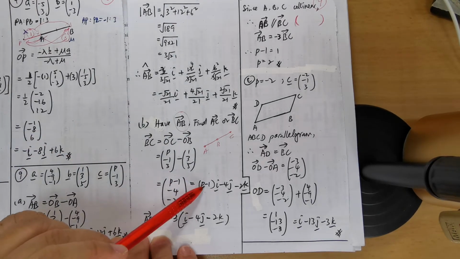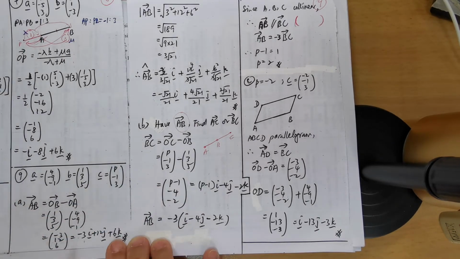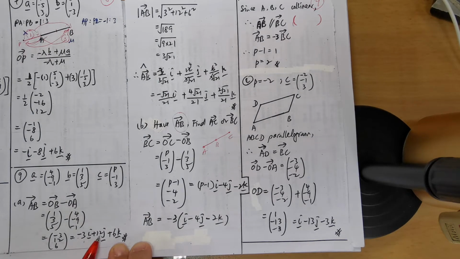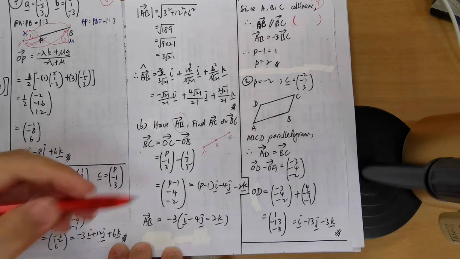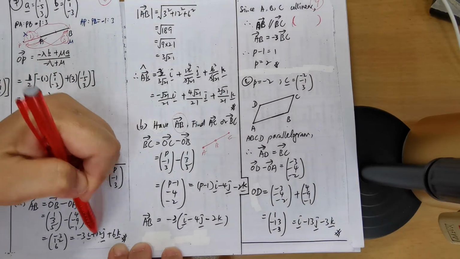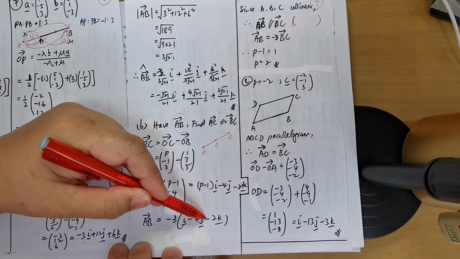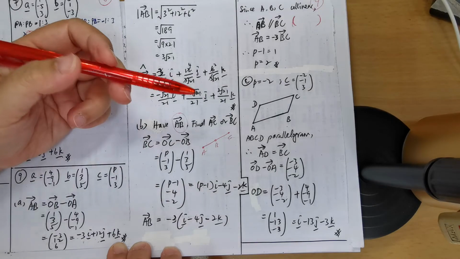So this is BC, and this is AB. I can rewrite AB. I see this is 3, 12, 6, so I factorize out negative 3. So it becomes negative 3 times (i minus 4j minus 2k), because when negative is factorized out the signs change. Why do I do this step? Because I want to compare with BC.